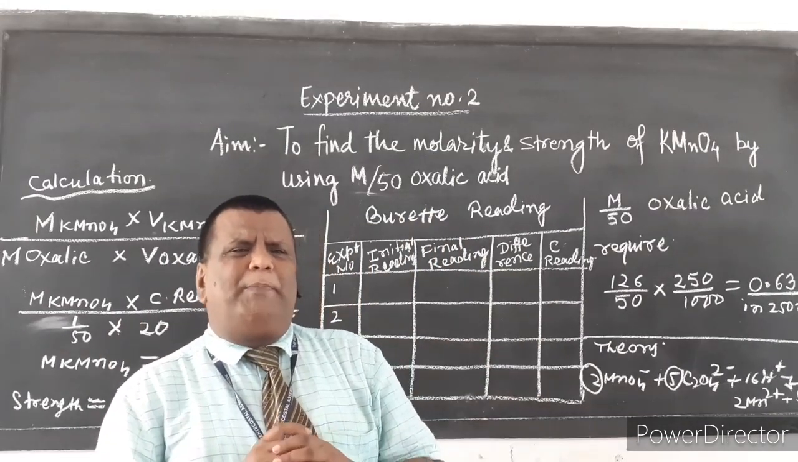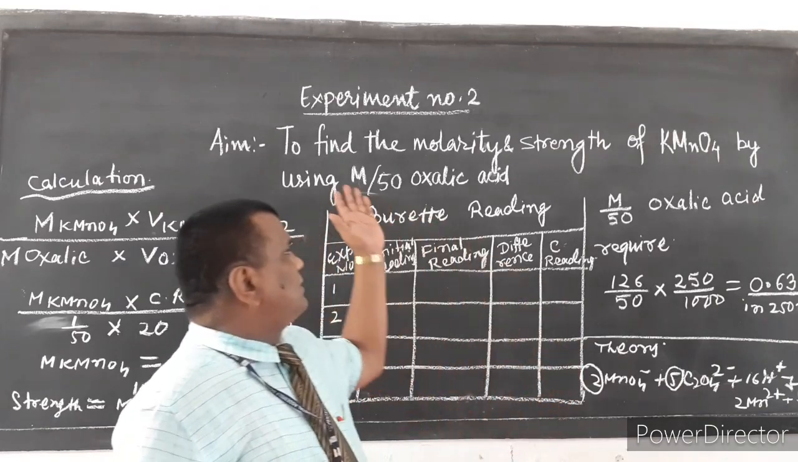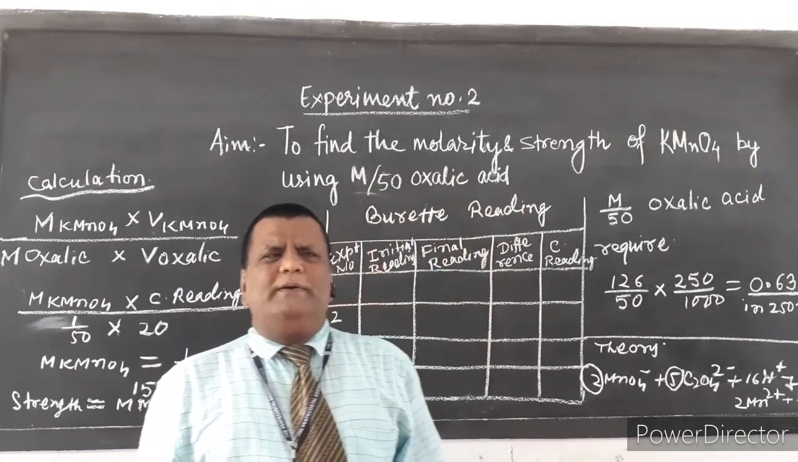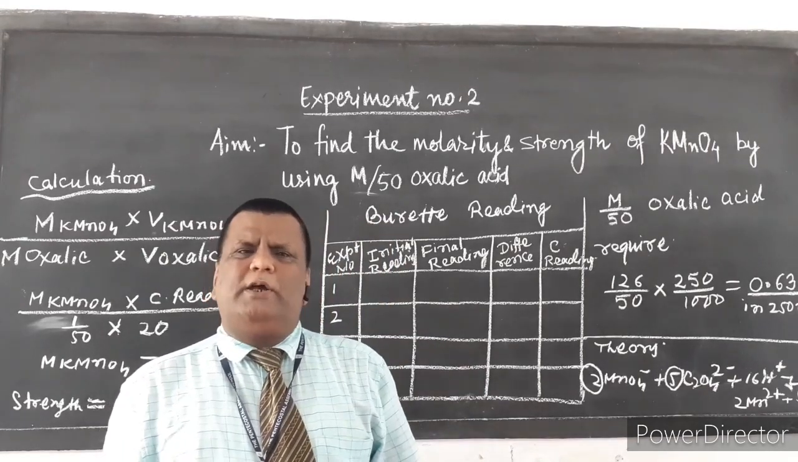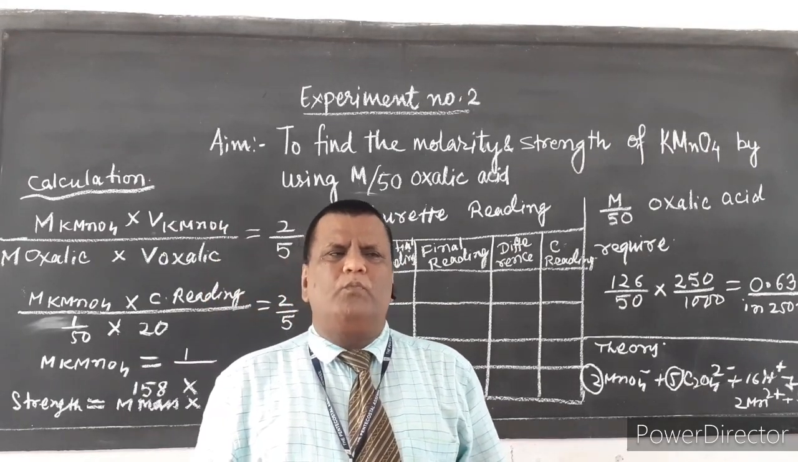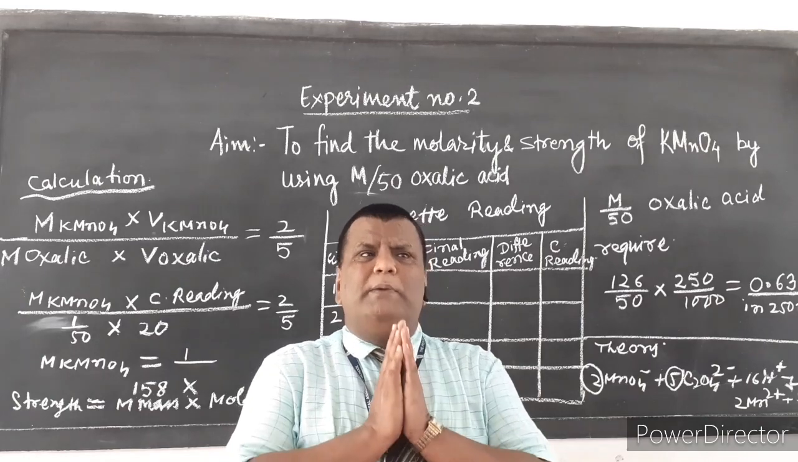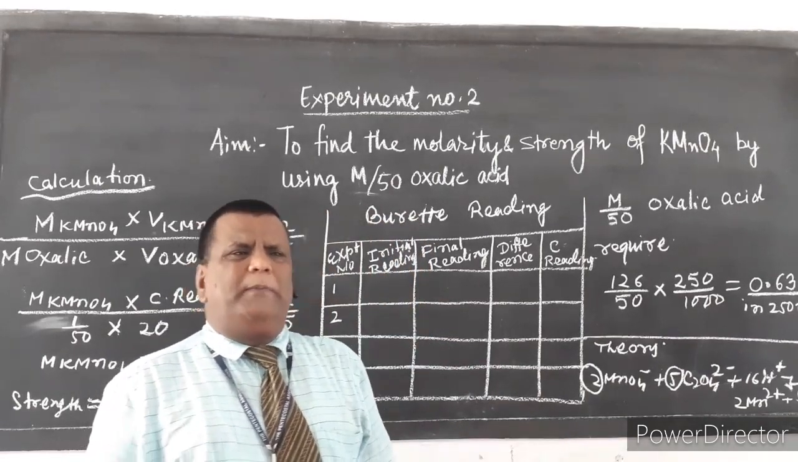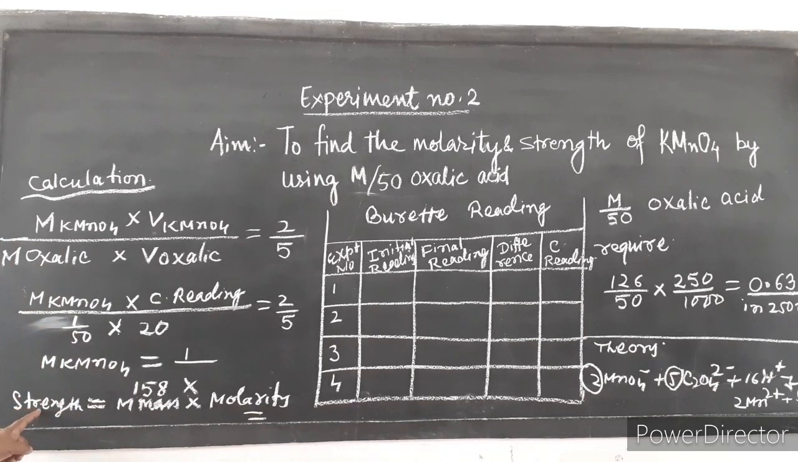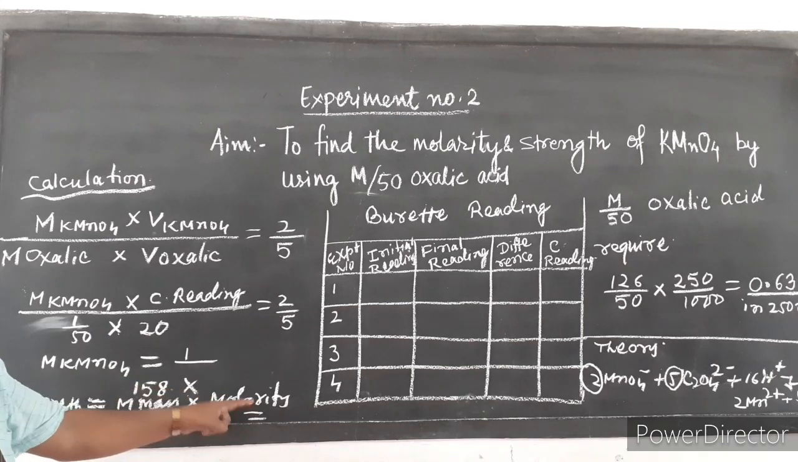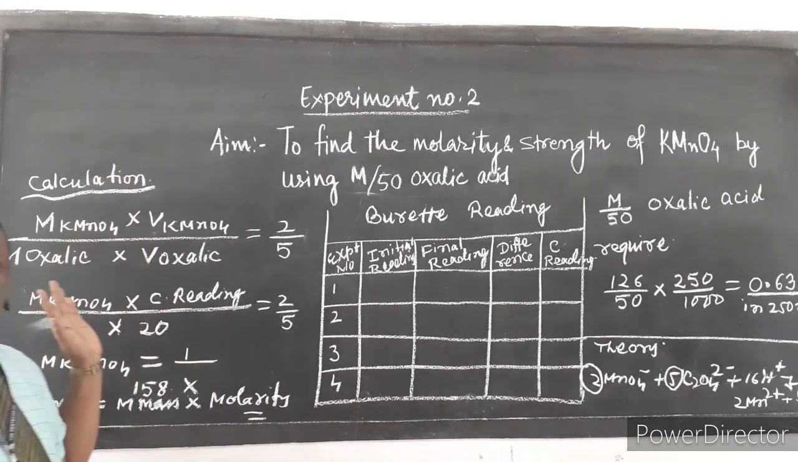For example, I am telling you the theory of this experiment. By using the titration method, we can find the molarity of the KMnO4. And after knowing the molarity, we can find the strength by this formula: strength equals molar mass times molarity. The molar mass of KMnO4 is 158, and the molarity we are going to find.